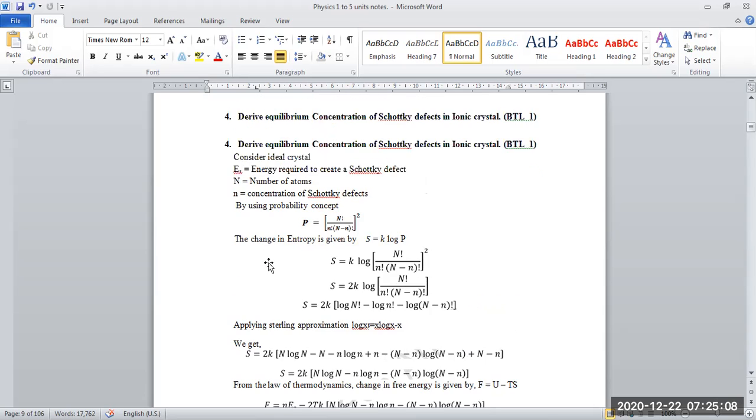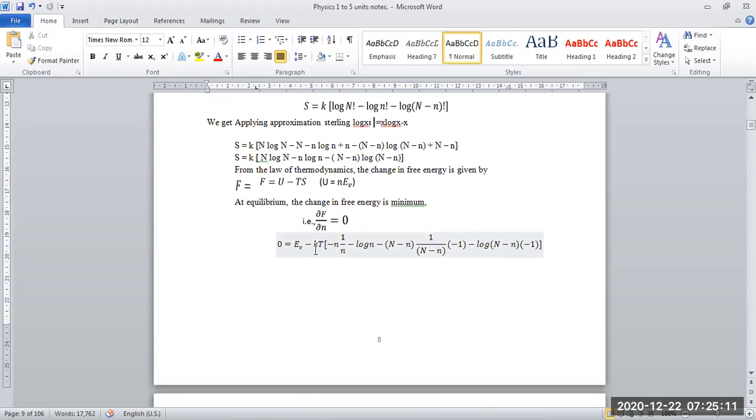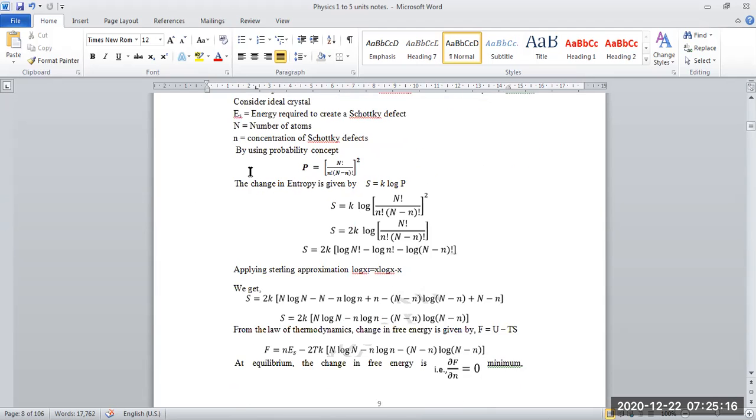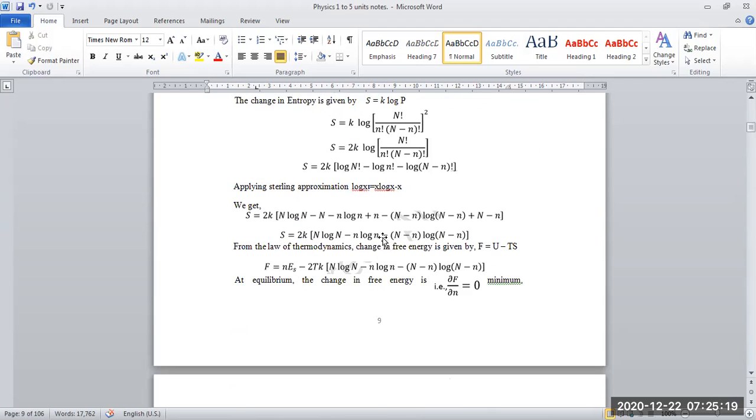See, 2k is there here, and you'll find no 2k there, right? Everything is the same: N log N minus n log n, capital N minus n, and log of N minus n. Everything is the same as what we have done in the previous derivation. So by using the law of thermodynamics, F is equal to U minus TS. Again, U is what here? N into Es. So instead of U, we write N into Es minus T, as it is, and S is 2k, the same term that I have written here.